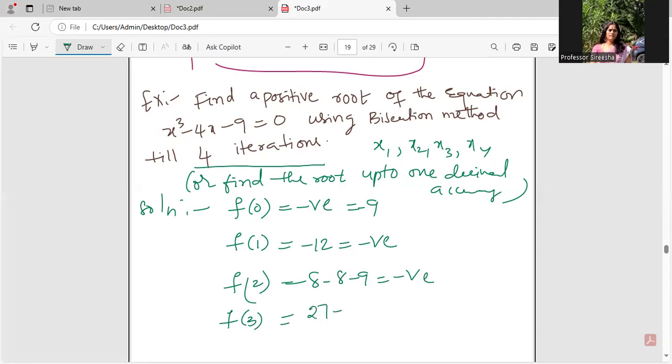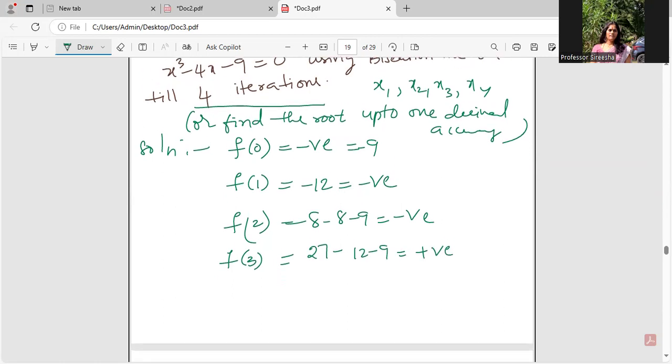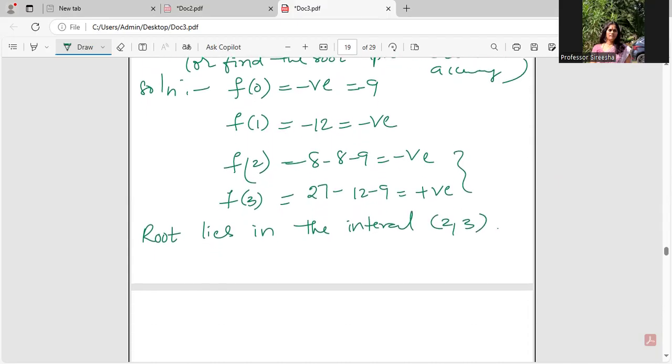27 minus 12 minus 9. This would give me a positive value. So the root of the interval, what is it? There's a negative and a positive. So the root lies in the interval 2, 3. Okay, in the open interval 2, 3.